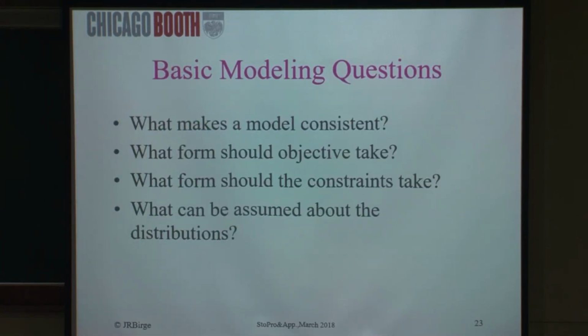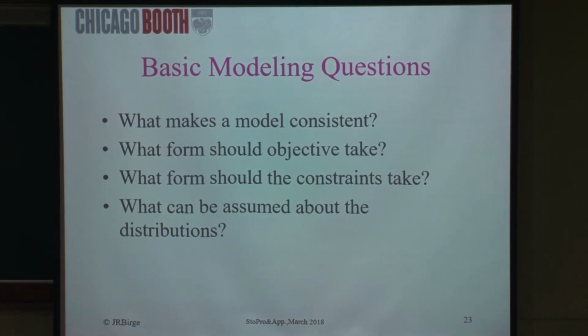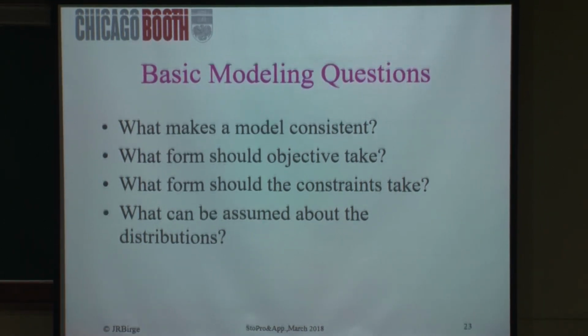Okay, so basic modeling questions are, when is a model consistent? What form should an objective be? And the constraints, and maybe do I have to assume something about the distribution? So those are the things to consider in building these models.